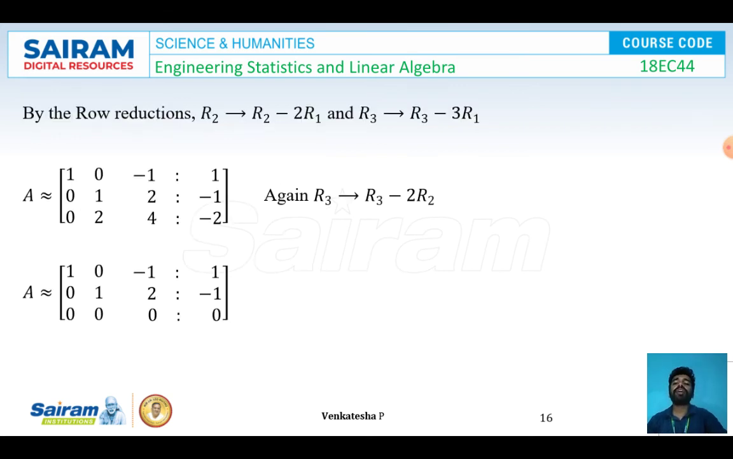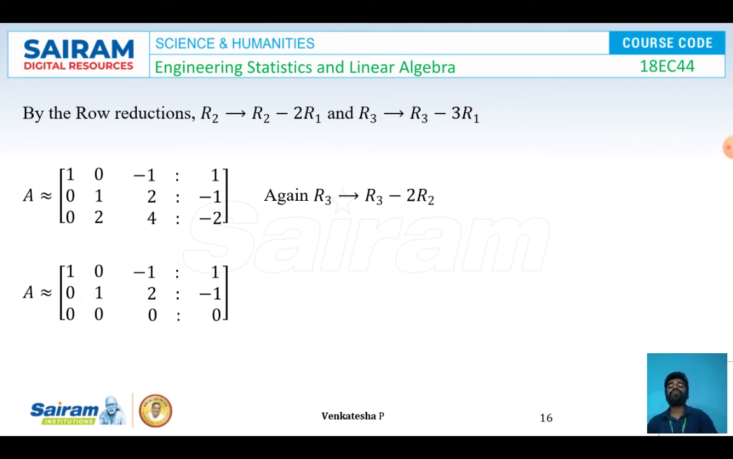After doing the row transformation, I got the matrix [1, 0, -1 | 1], [0, 1, 2 | -1], [0, 2, 4 | -2]. Now the next step in the echelon form is making the last row as zero as possible. The operation is R3 → R3 - 2R2. So I got the matrix [1, 0, -1 | 1], [0, 1, 2 | -1], [0, 0, 0 | 0].